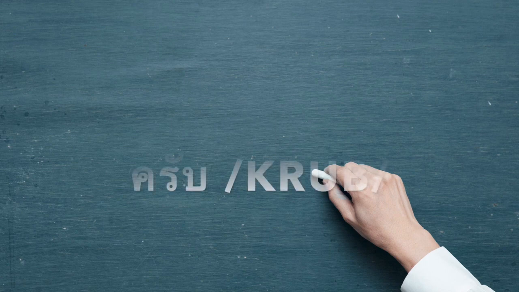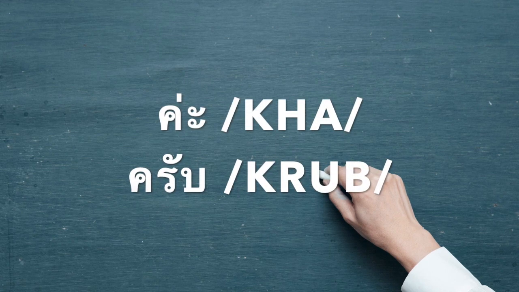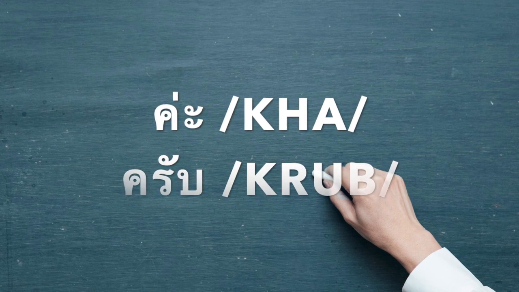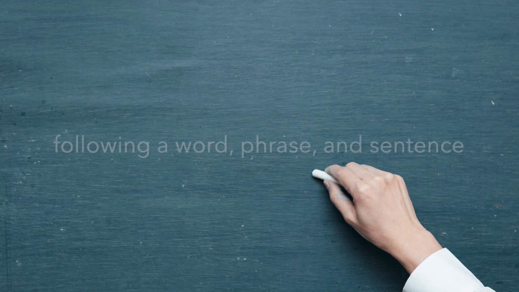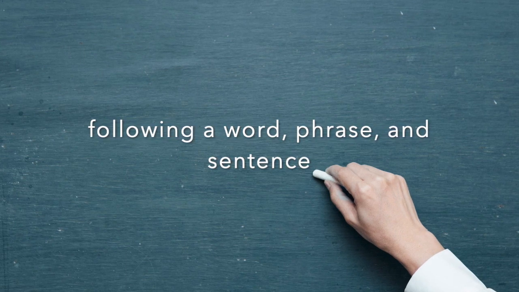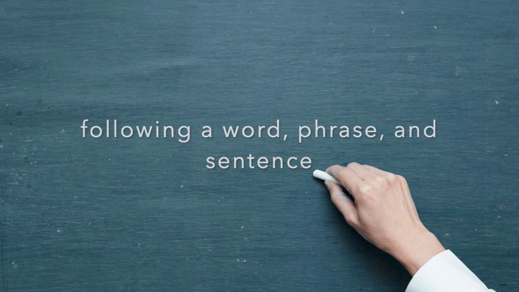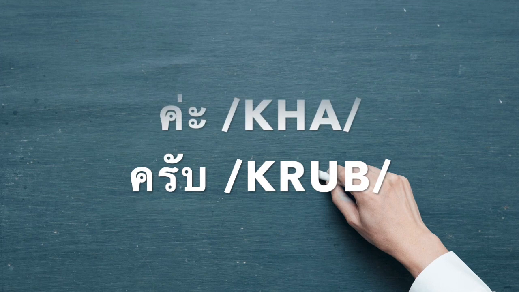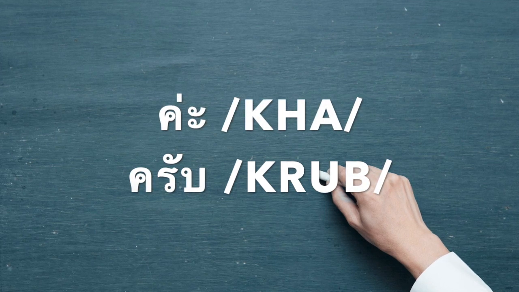Before talking about greeting in Thai, I need to let you know two famous and important words. They are Kha and Krub. Kha is spoken by a female and Krub by a male. Kha and Krub officially follow a word, phrase, and sentence. We use Kha and Krub a lot because they seem to be the only way to speak politely in Thai. So, Kha and Krub, such a keyword of being polite.